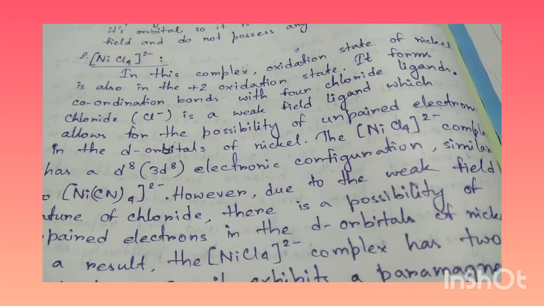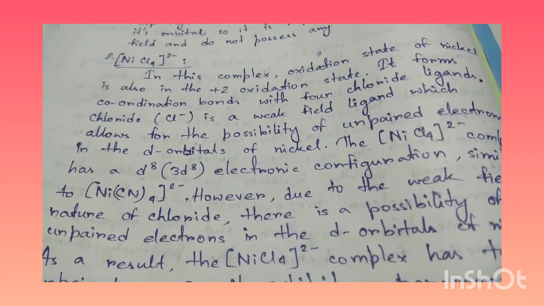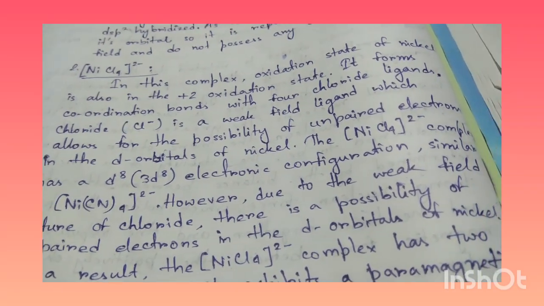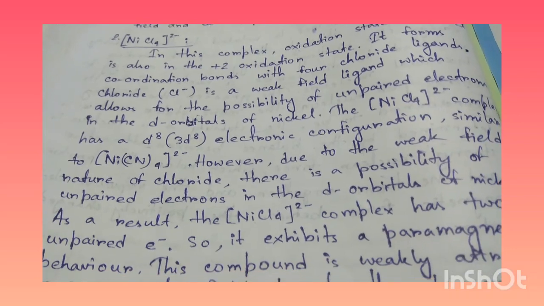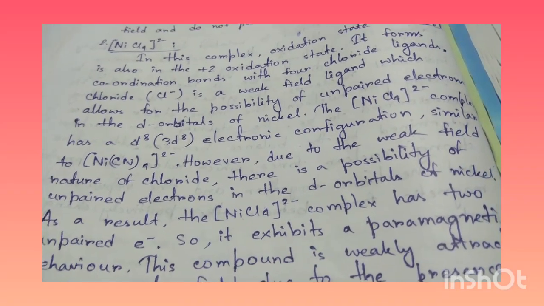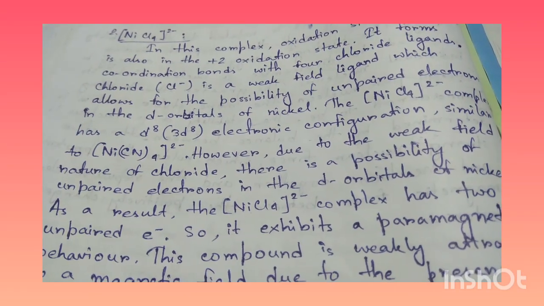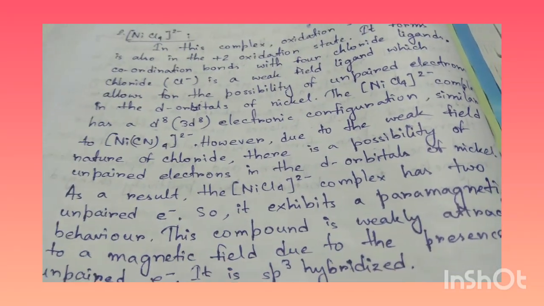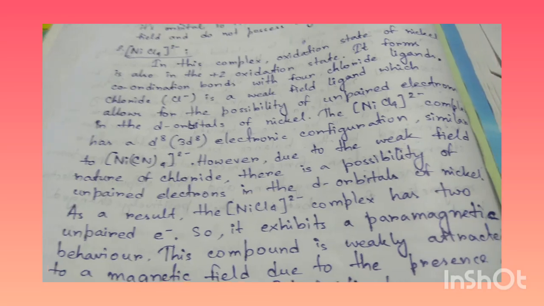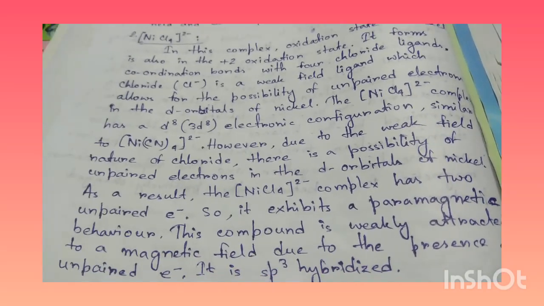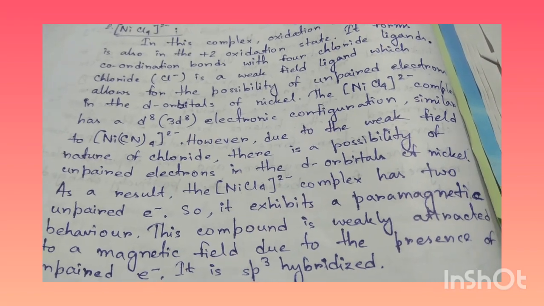However, due to the weak field nature of chloride, there is a possibility of unpaired electrons in the d orbitals of nickel. As a result, the NiCl4 2 minus complex has 2 unpaired electrons, so it exhibits paramagnetic behavior. This compound is weakly attracted to a magnetic field due to the presence of unpaired electrons. It is sp3 hybridized.